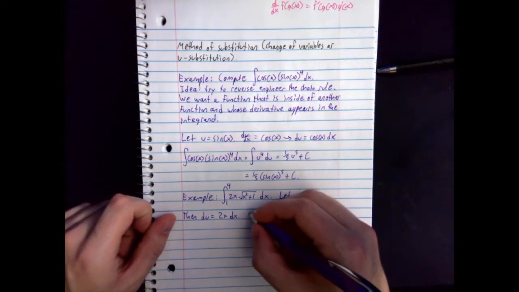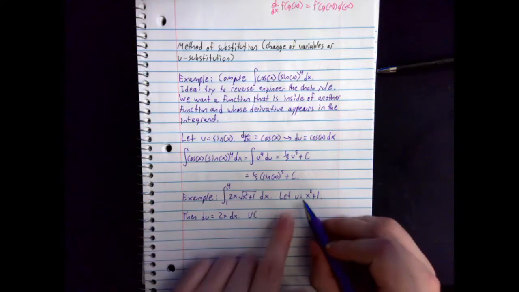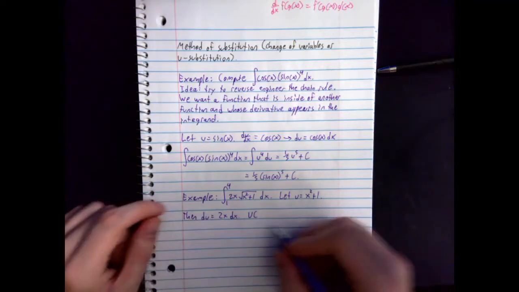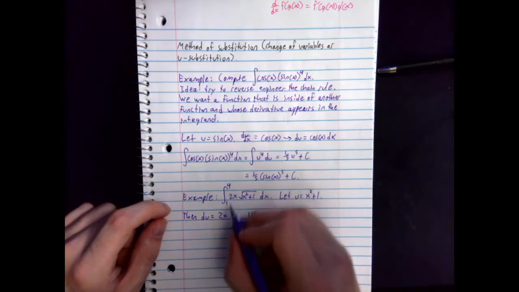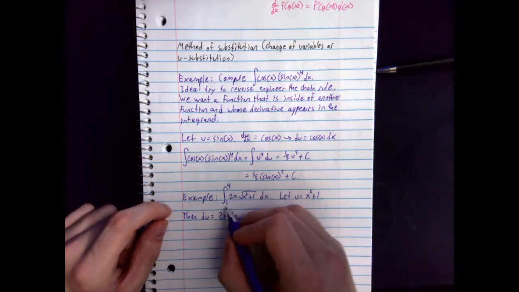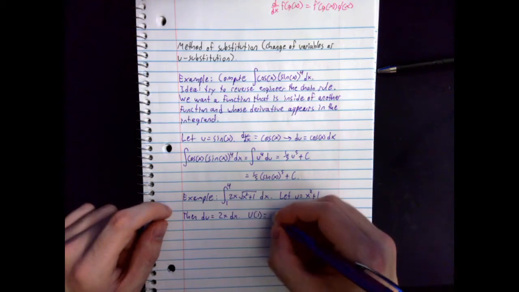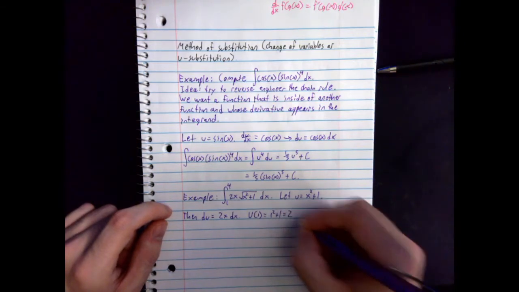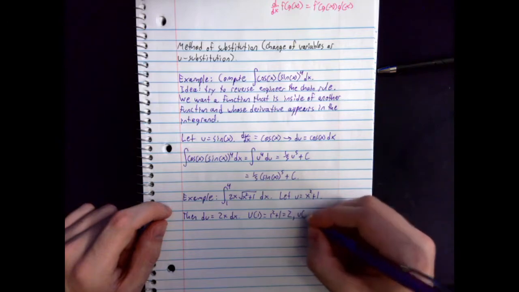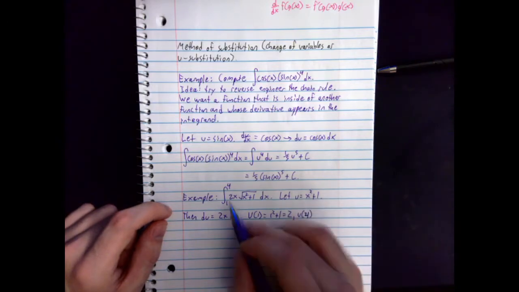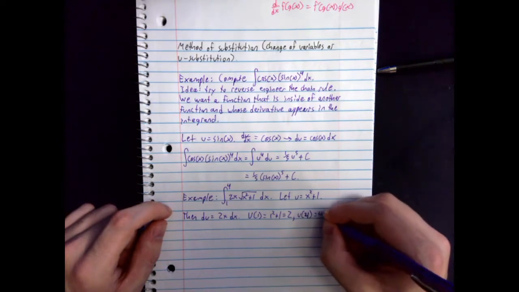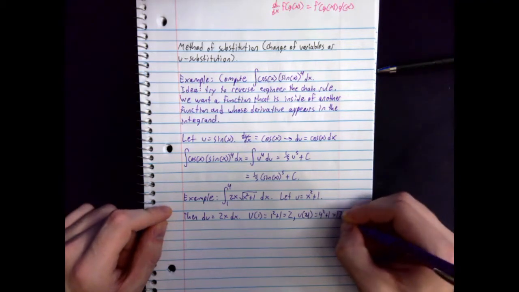So if we want to do that, we simply say that u here, u is a function of x. So if I evaluate u at the upper and lower limits, these are values of x for the integral. So u of 1 is just 1 squared plus 1, which is 2. And u of 4, the upper limit, this is 4 squared plus 1, which is 17.